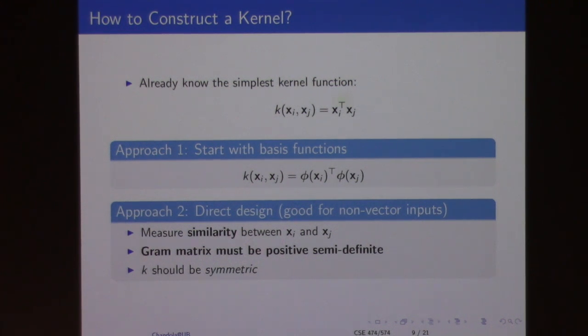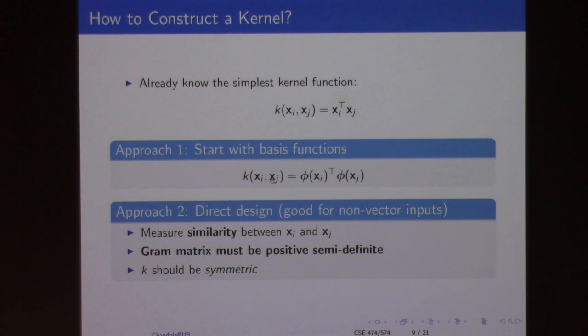But one thing you can do is map your data into a higher dimensional space by applying basis functions, and then compute the dot product there. This is something that you did for your programming assignment 2, where you took your x's and applied a bunch of basis functions and worked with that.